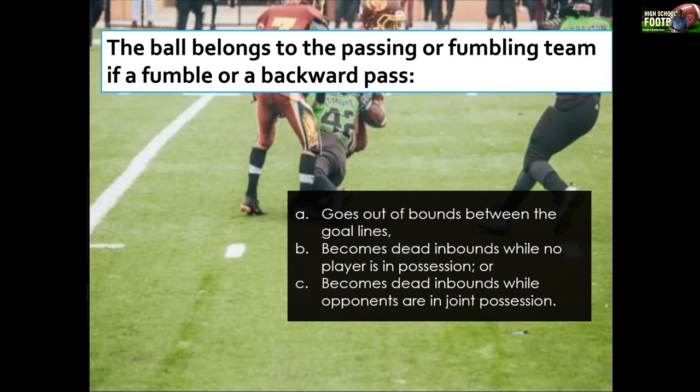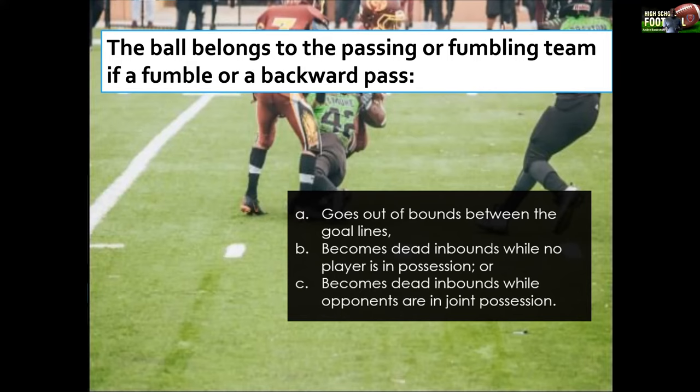The ball becomes dead inbounds while opponents are in joint possession. Remember, anytime there's a joint possession, the ball immediately becomes dead and belongs to the team that lost possession of the ball, right? So just know that there's no fighting for a loose ball, obviously.